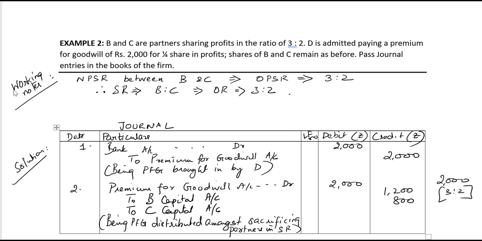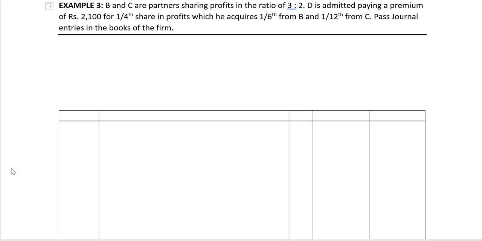Let's go to example 3. Example 3. B and C are partners sharing profits in the ratio of 3:2. D is admitted, paying a premium of rupees 2100 for 1/4 share in profits, which he acquires 1/6 from B and 1/12 from C. Pass journal entries in the books of the firm.